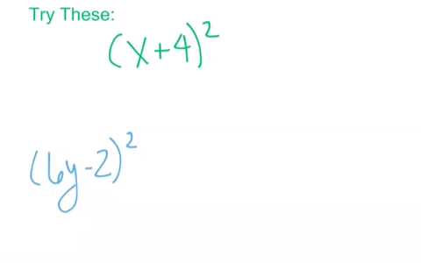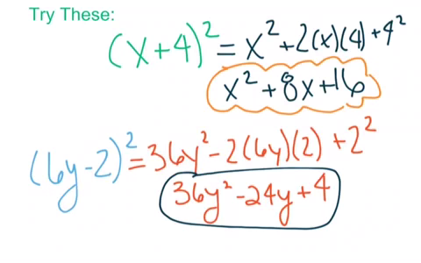Okay? Alright, I want you to try these right here. x plus 4 squared, and then 6y minus 2 squared. So pause the video, hit play whenever you're ready. Okay, so if you got for your first one x squared plus 8x plus 16, you're right on. For the second one, it should be 36y squared minus 24y plus 4.